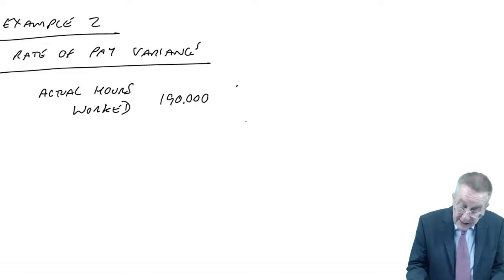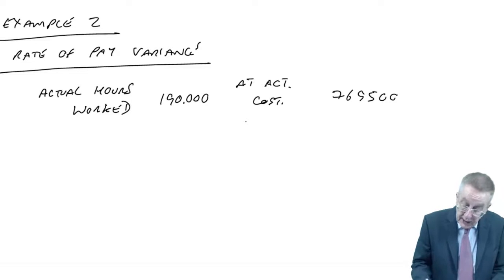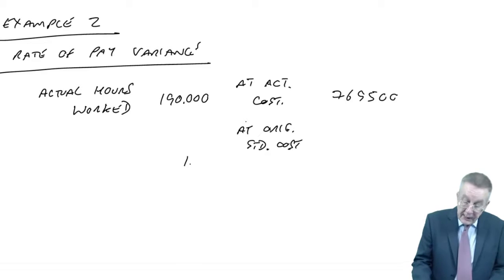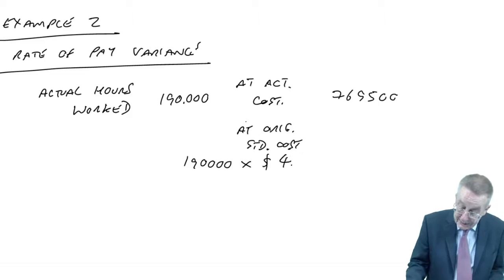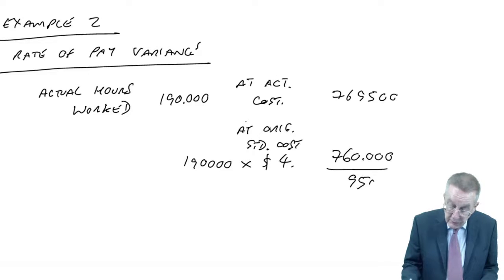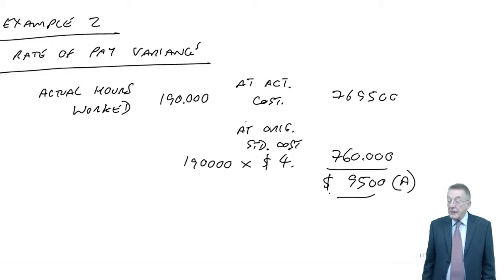So actual hours worked at actual cost is 769,500. Actual hours worked at standard cost, original standard cost, is 190,000. It should have been $4 an hour. So 190,000 at $4 an hour, it should have been 760. And so we've overspent by 9,500. So in total, there's an adverse rate of pay variance.